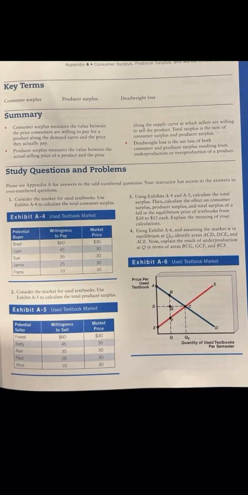Then calculate the effect on consumer surplus, producer surplus, and the total surplus of a fall in the equilibrium price of textbooks from $30 to $15 each. Explain the meaning of your calculations. 4. Use Exhibit A6, and assuming the market is at equilibrium QE, identify areas ACE, DCE, and ACE. Now explain the result of underproduction of Q in terms of area BCG, GCF, and BCF.